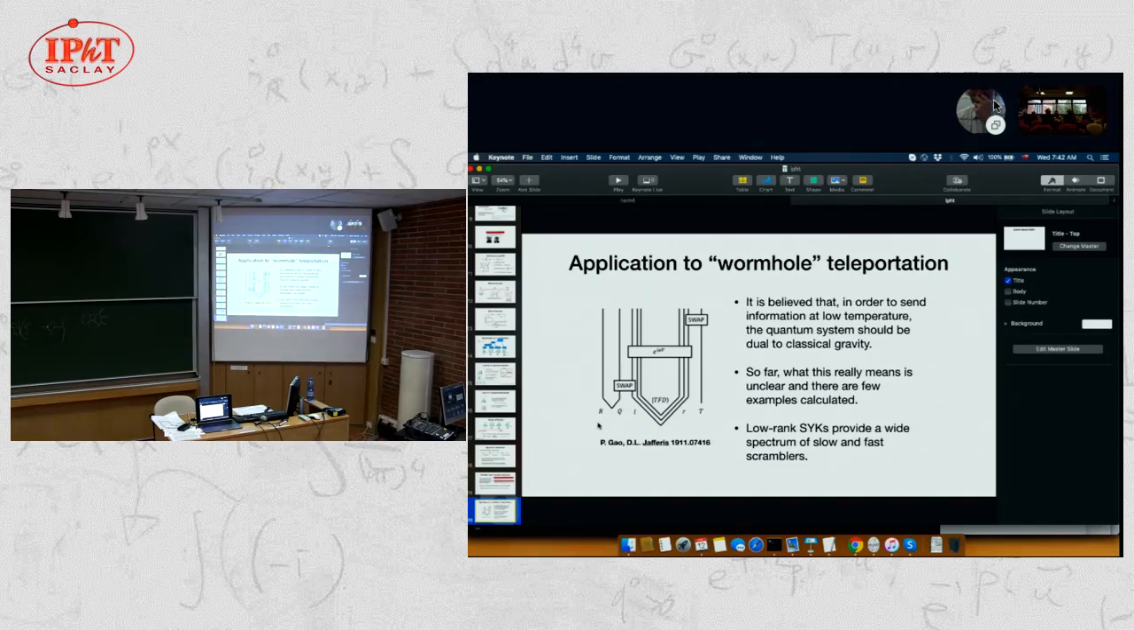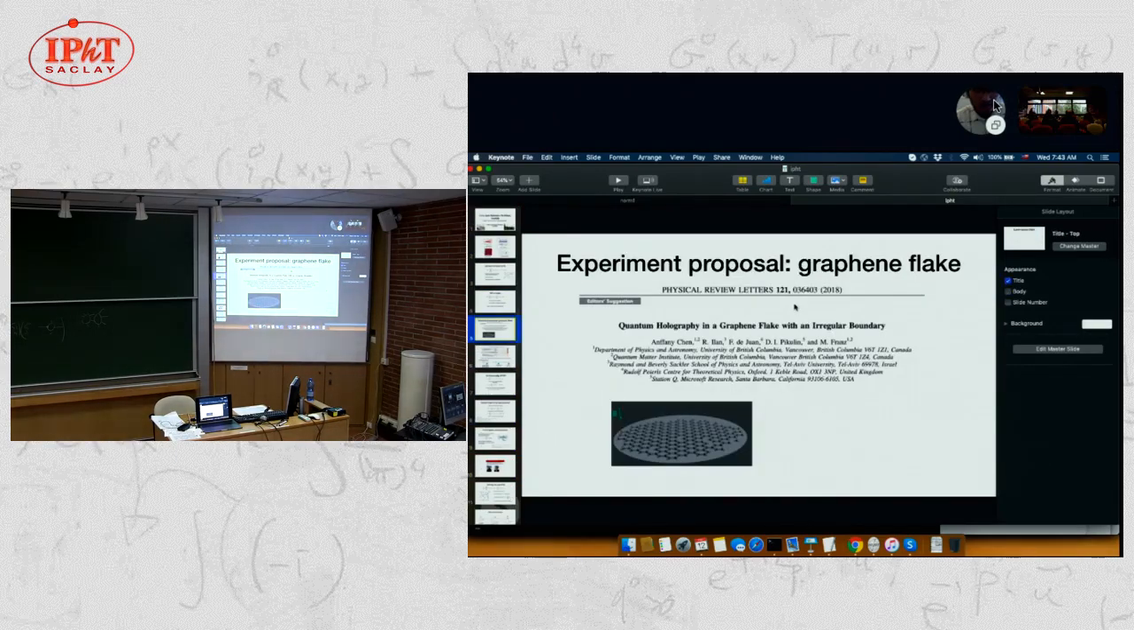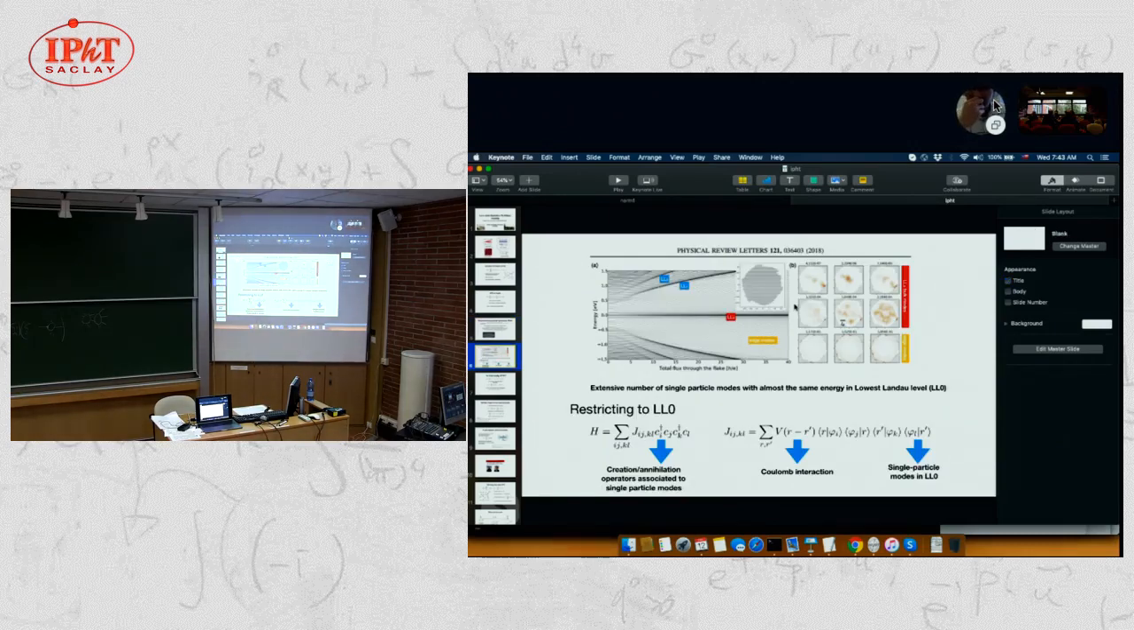Can you hear me? I have a question about the beginning when you mentioned the graphene flakes. If I understand correctly, you have Coulomb interaction that you project into the lowest Landau level, but then it should still be relatively short-range in real space. It doesn't look so random to me. Yeah, good point.